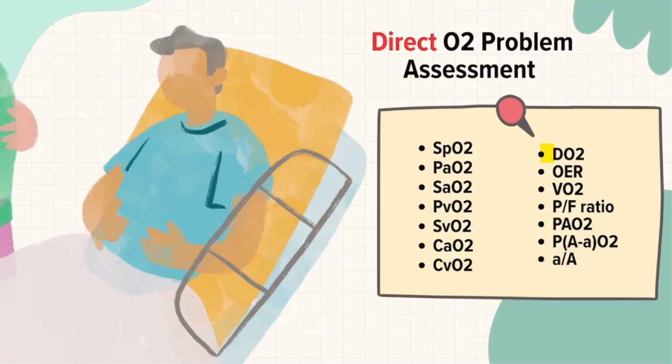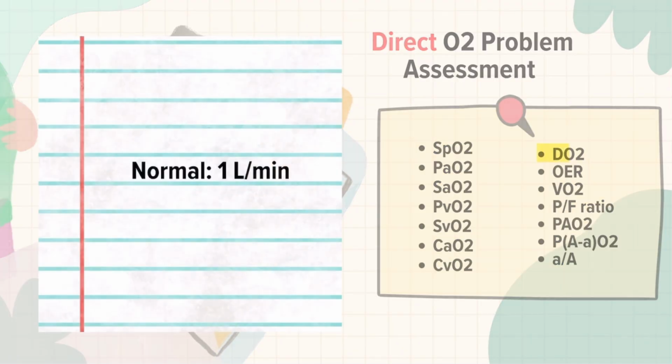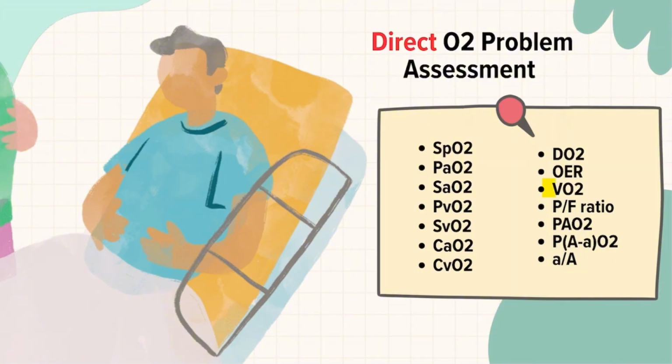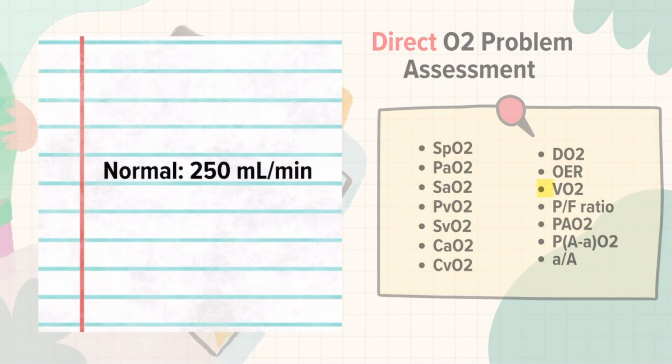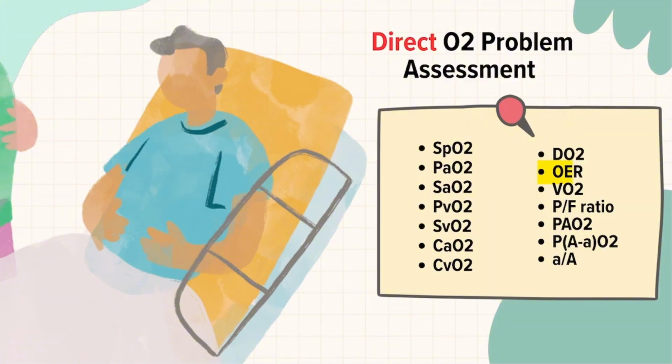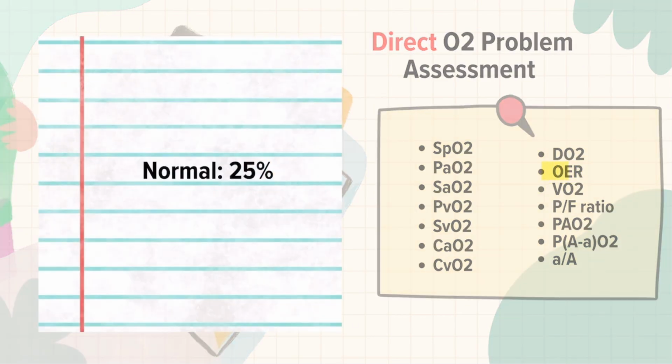12. DO2. Oxygen delivery shows how much oxygen is being delivered to the tissues every minute. Normal range is 1 liter per minute. 13. VO2. Oxygen consumption. Shows how much oxygen our tissues use. Normal range 250 milliliters per minute. 14. OER. Oxygen extraction ratio. The percent of delivered oxygen that our tissues actually use. Normal range is 25%.